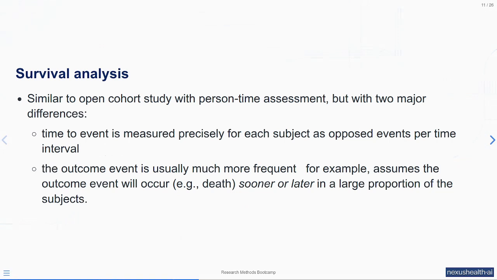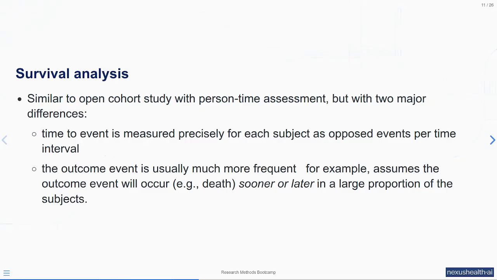In the open cohort study, we're looking at the incidence rate. So the denominator is the exposure time, right? We're looking at the number of events in the population at risk per exposure time. That's what we do in an open cohort study. But in a survival analysis, what we are now measuring is time to event, not events per time interval.